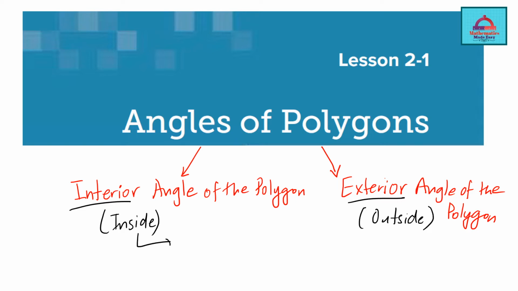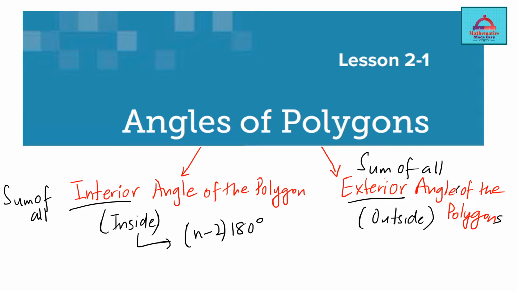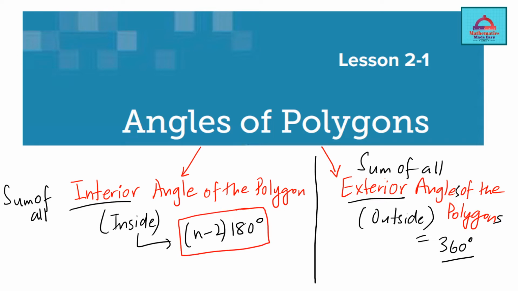So for inside, the formula for the sum of all interior angles of a polygon was n minus 2 times 180 degrees, where n is the number of vertices or the number of sides of the polygon. And in today's session you will see that the sum of all exterior angles of a polygon is equal to 360 degrees always, whatever the number of sides, whatever the number of angles. So don't get confused between the two of them. One is interior, one is exterior. Accordingly, there are different formulas: n minus 2 multiplied by 180 for the sum of interior angles and 360 degrees always for exterior. So let's get down to our video today.